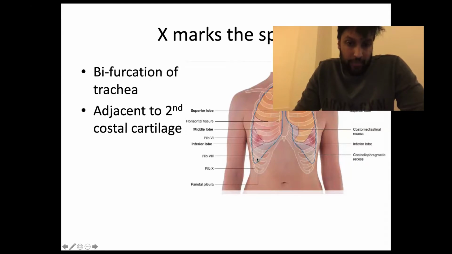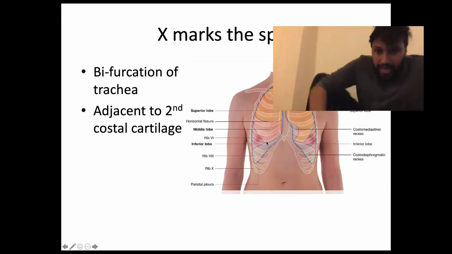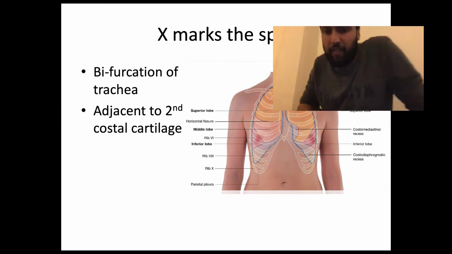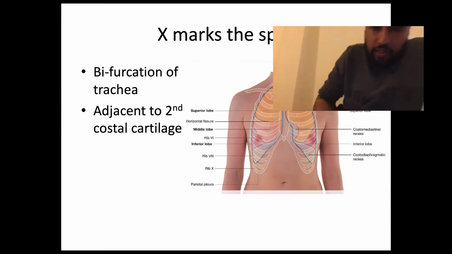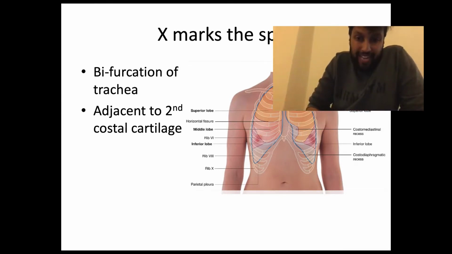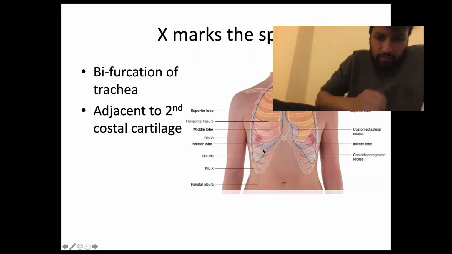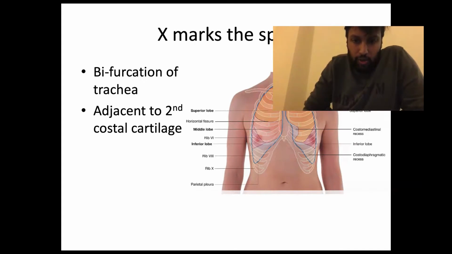Also, look at this space here. This space is the costodiaphragmatic recess. I explained to you that your lungs have an outer covering, and the reason is that they have to be able to expand. In actual fact, if you were to put your stethoscope on your eighth rib, what you'd be listening to is this space here.